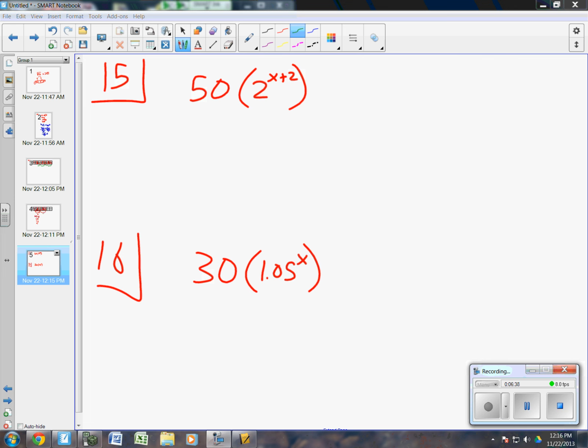Is that order of operations, guys? Should I times 50 times 2 first, or do I raise 2 to the x plus 2 power? How do I do that? What would I write?